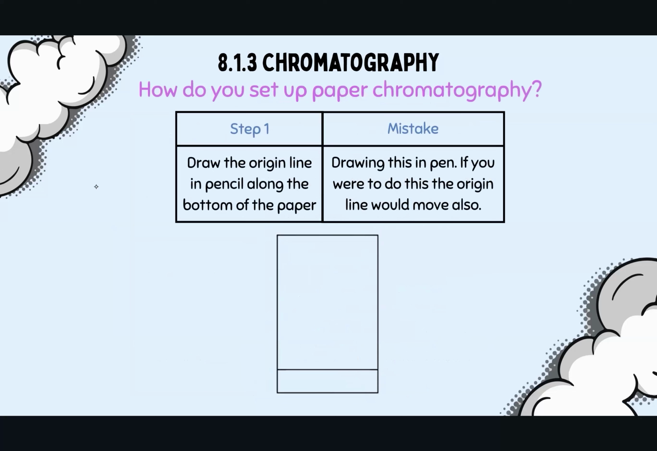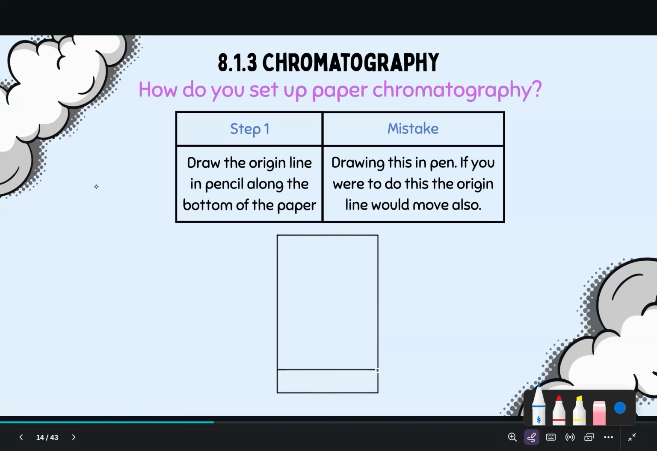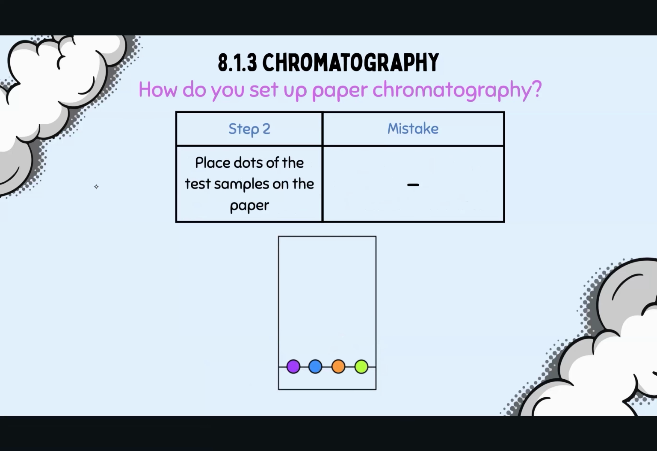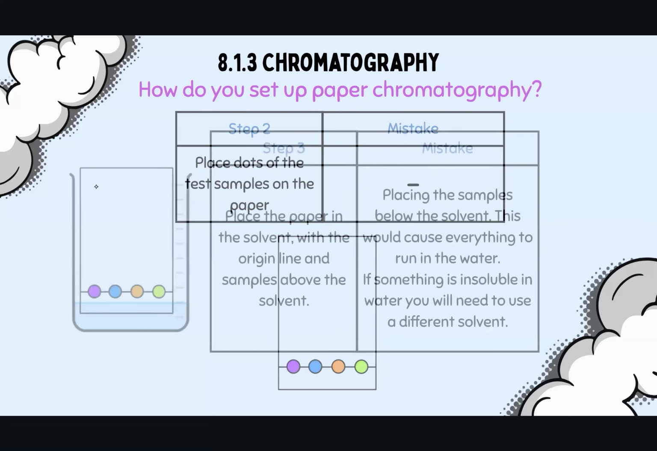So let's go through it one step at a time and some of the mistakes that people make. So step one is draw the origin line in pencil along the bottom of the paper. Now, we do this in pencil because pencil is insoluble. What some people do is they draw it in pen. If you were to do this, the origin line would move also because the ink will dissolve into the solvent and you won't know where your origin line is. Then you place dots on the test samples on the paper. People don't usually make mistakes with this.